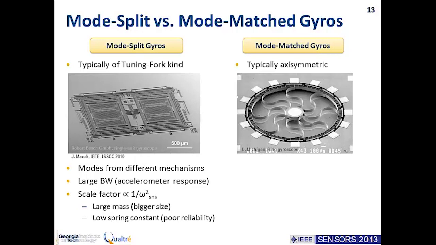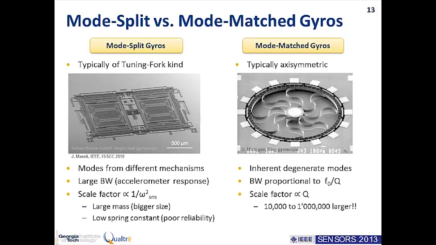Now, in the case of mode-matched gyroscopes, as I mentioned, if you implement them using these axis-symmetric devices, the modes of operation are inherently degenerate, so basically they're identical because the structure is perfectly symmetric. A possible disadvantage is that your bandwidth is now determined by that quality factor. So if you design a device like this ring that has a frequency in the kilohertz range, and a Q in the tens of thousands, then your bandwidth is probably going to be about 1 hertz or so. That might not be very practical for certain applications.